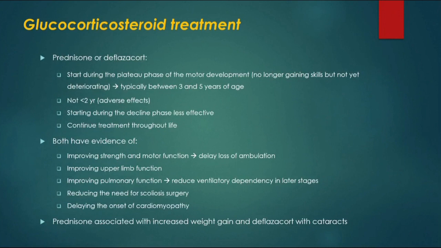That means the patient is no longer gaining skills but not yet deteriorating. And that typically happens between 3 and 5 years of age. That is because if you start too early, steroids will have a lot of adverse effects that we want to avoid. And after the decline has already started, steroids may not be very effective. And the treatment is continued throughout life.